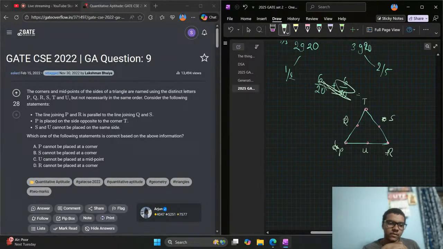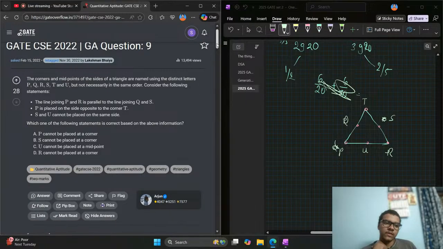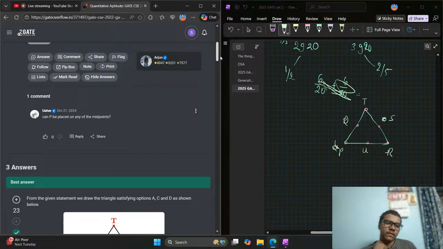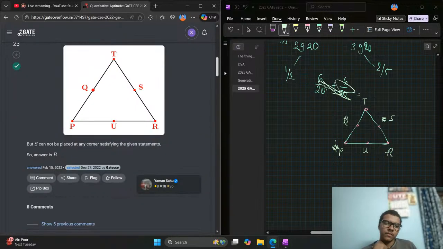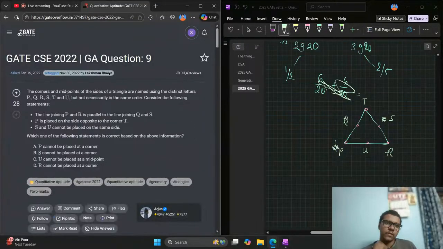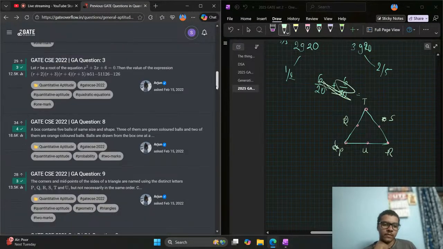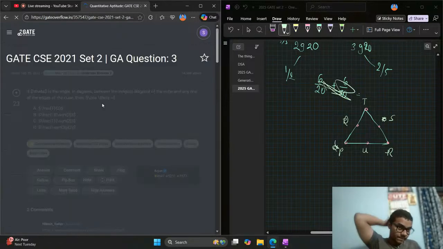Which one of the following statements is correct? P cannot be placed at a corner? No, P can be placed at a corner. S cannot be placed at a corner. U cannot be placed at a midpoint. R cannot be placed at a corner. Only that seems the correct inference. B. Yeah, we did it. I don't know how, but we did it.